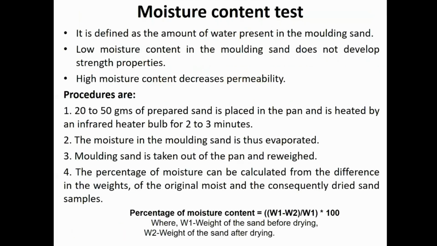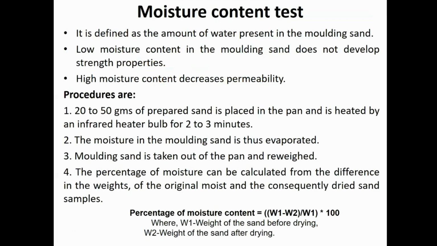So you all know moisture. What is moisture? Moisture is defined as the amount of water present in the molding sand. Low moisture content in the molding sand does not develop the strength property. However, higher moisture content decreases the permeability, and it also leads to the generation of steam and gases which can produce porosity. So this is the role of moisture content.